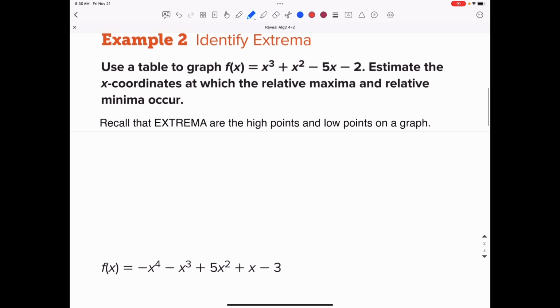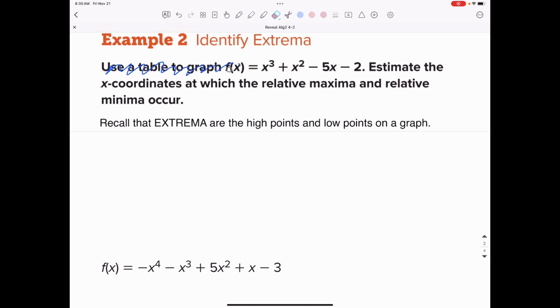Example 2 says: use a table to graph f of x equals x cubed plus x squared minus 5x minus 2. Estimate the x-coordinates at which the relative maximum and relative minima occur. Relative maximum and relative minima are types of extrema, and recall that extrema are the high points and the low points on a graph. So again, it did say use a table, but we're not going to do that.